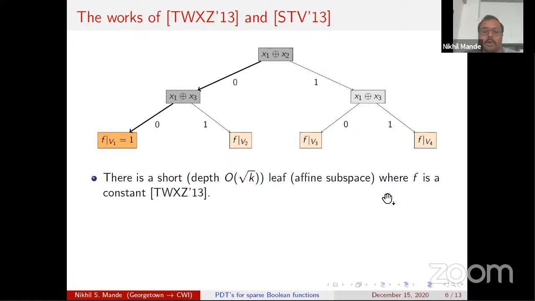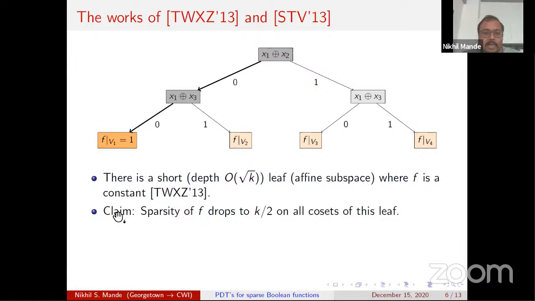That means there's a set of order square root k parities such that when you query them, given any Boolean function, of course, and you get a particular set of outputs, in this case, if you query x1 plus x2, get 0, x1 plus x3, and you get 0, then the function is guaranteed to be a constant. So this is the first step.